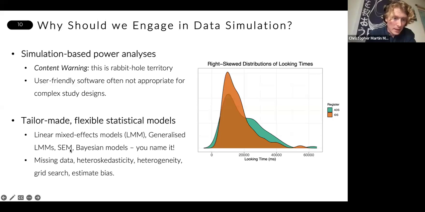These were some of the realms that we explored with the ManyBabies 5 power analysis. What happens if we have a certain number of infants dropping out after 4 trials? Missing data. What happens if we have heteroscedasticity, heterogeneity? How can we estimate the bias in terms of missing data and so forth? This flexibility you don't get in these user-friendly tools. And I would also argue that data simulation really forces you to make a decision about a given parameter. You need to make a decision because otherwise you can't simulate the data. So it gives you a better understanding of what's going on in the model.